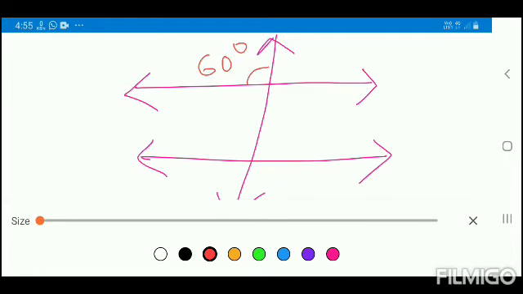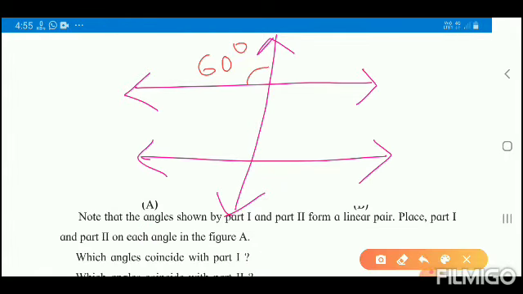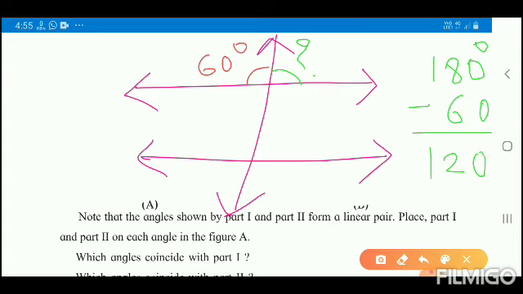Now we said that this angle and this angle form a linear pair, means their measure is 180 degrees. So what is the measure of this question mark angle? We have to subtract 60 from 180, then you will get the answer 120 degrees. So whatever angle will be here, it will be 120 degrees.